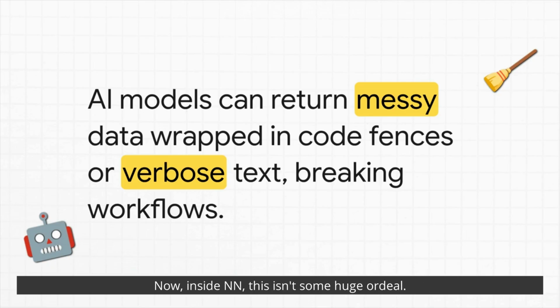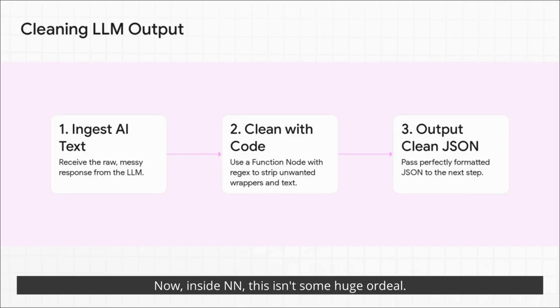So frustrating. Now, inside n8n, this isn't some huge ordeal. The workflow is actually pretty simple. You grab that messy response, you pass it to what's called a function node, where you can run a quick little bit of code, like a regex expression, to strip out all the junk, and then boom, you output perfectly clean JSON to the next step. Problem solved in just a few minutes.